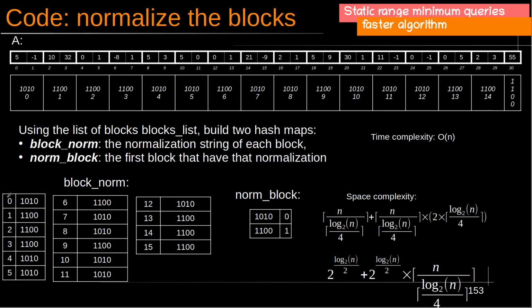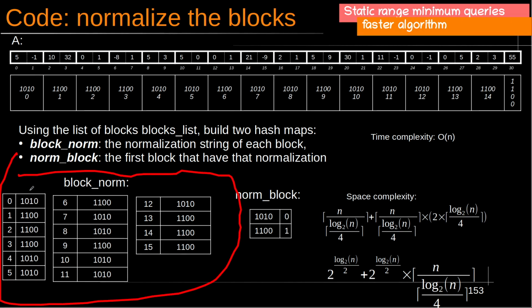As you see here, each block is associated to its normalization string, and also each normalization string is associated to the first block. For example, here 1010, the first block is 0 where we have found 1010. 1100 is 1. You see.